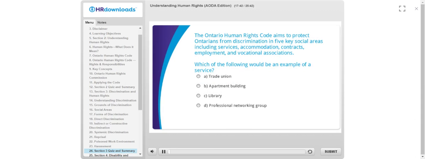The Ontario Human Rights Code aims to protect Ontarians from discrimination in 5 key social areas, including services, accommodation, contracts, employment, and vocational associations. Which of the following would be an example of a service? A. Trade union. B. Apartment building. C. Library.